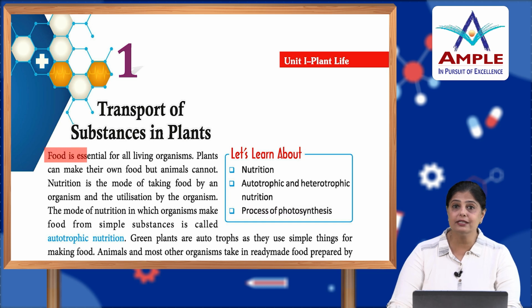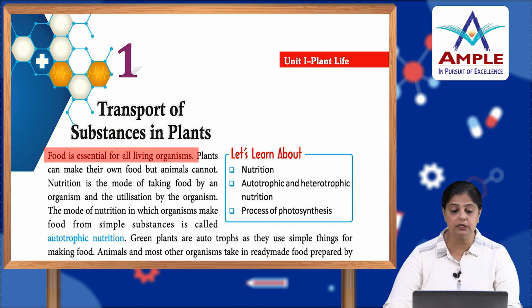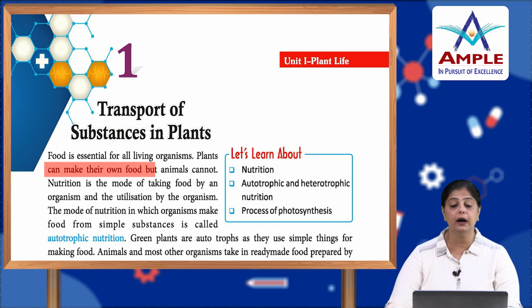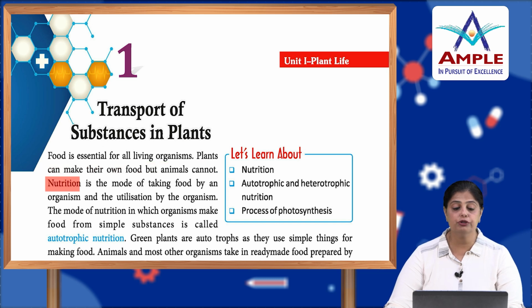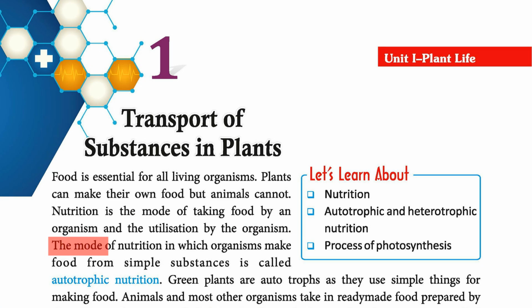So food is essential for all living organisms. Plants can make their own food, but animals cannot. Nutrition is the mode of taking food by an organism and the utilization by the organism. The mode of nutrition in which organisms make food from simple substances is called autotrophic nutrition.